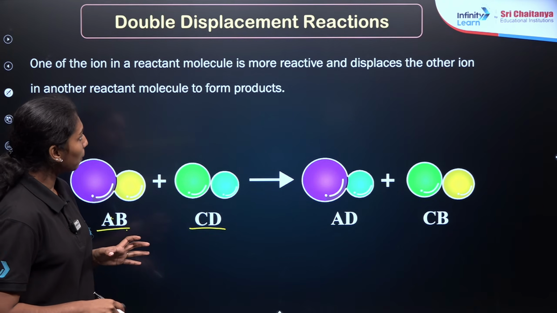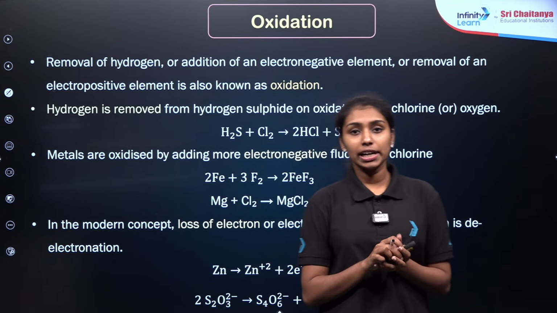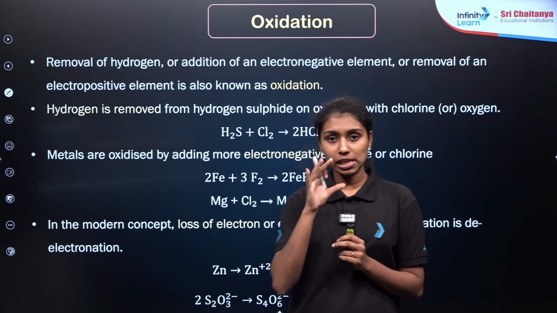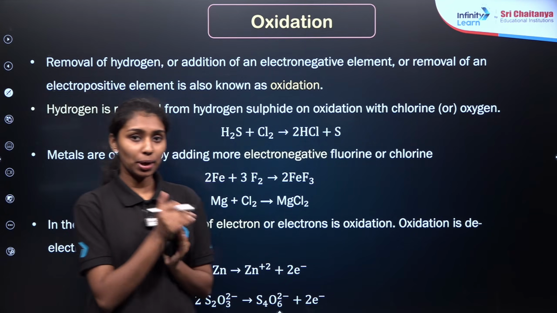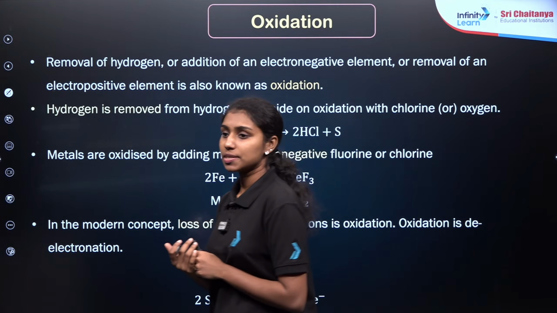So this is a major important type of chemical reaction. Now we will be discussing the redox reaction. Redox reaction means that in such a reaction, oxidation as well as reduction happens, right? So first we need to identify what we mean by oxidation. How can we explain an oxidation reaction?